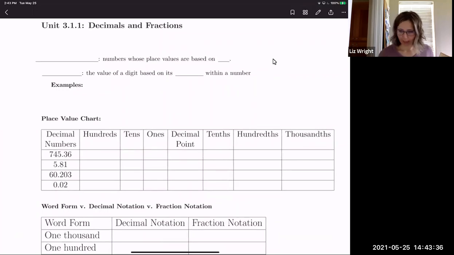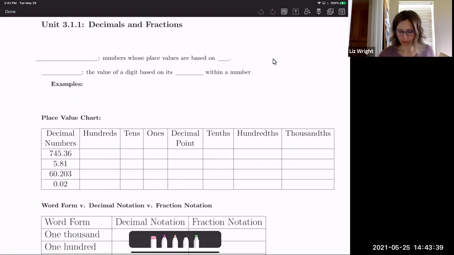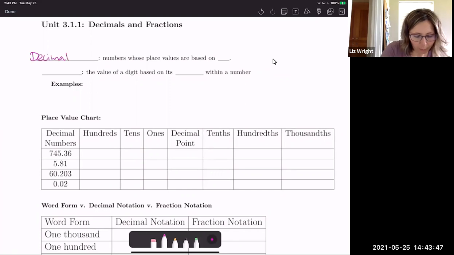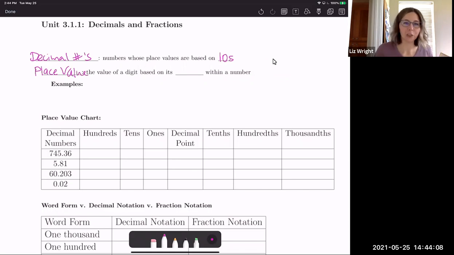So our first term that we're going to be writing in is decimal numbers. Decimal numbers are numbers whose place values are based on tens, or the tens place. And then we're going to talk about place value as our next term. Place value is the value of a digit based on its position within a number.